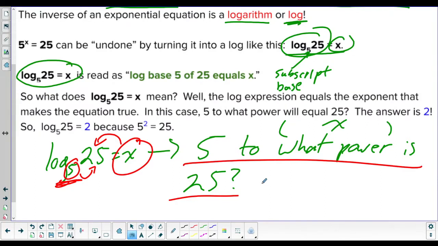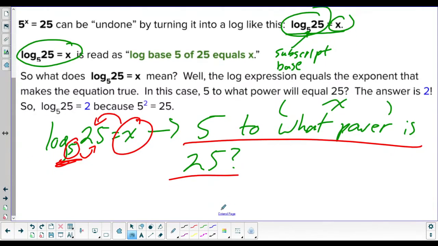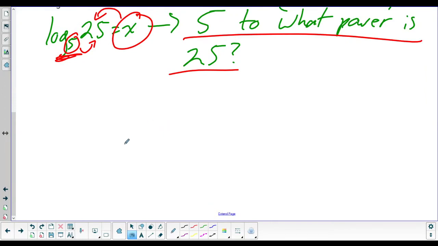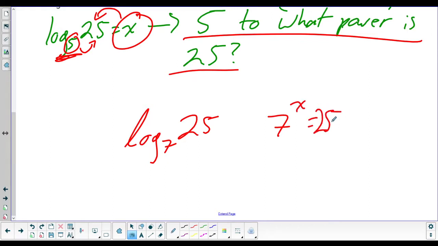You really can't do a logarithm, right? There's no algorithm to do log base 7 of 25, right? You can't say 7 to what power equals 25. I can't show you the process to do this, right? There isn't a process. The way that you get this is the calculator.